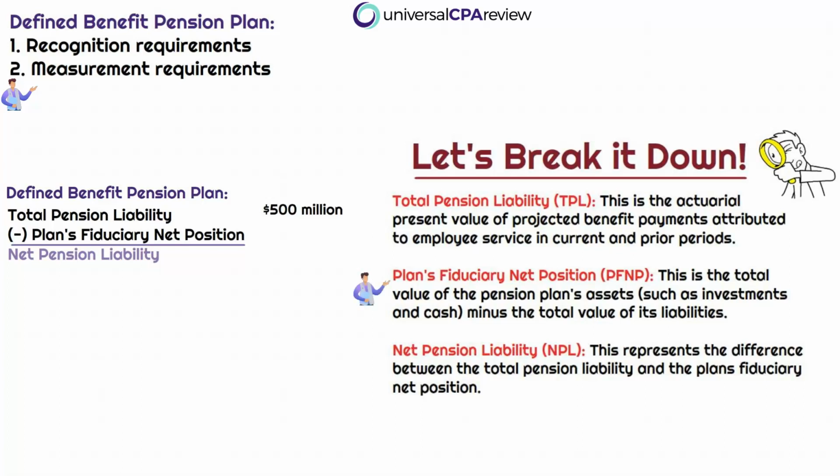All right, so what about the plan's fiduciary net position? This represents the resources that Franklinville has set aside to pay the pensions. So let's say that Franklinville has a pension fund with $400 million set aside. This is the plan fiduciary net position. And then finally, we have the net pension liability. This is the total pension liability minus the plan fiduciary net position. So in this example, Franklinville would have a net pension liability of $100 million. All right, so again, we're circling back to how this is going to be measured. This is our measurement principle.